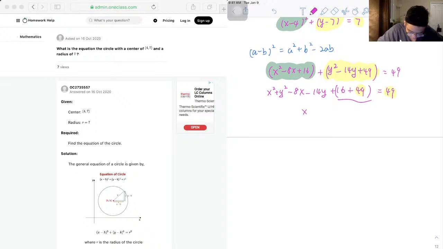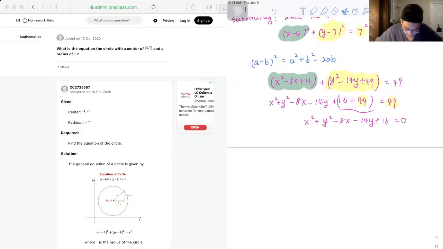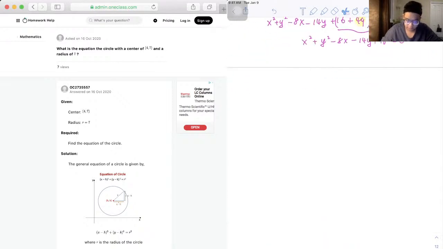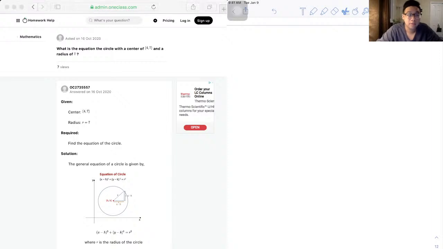So it's going to be x squared plus y squared minus 8x minus 14y plus 16, which is equal to 0. And yeah, so I think that's the equation of the circle. Okay, so now let's leave a comment there.